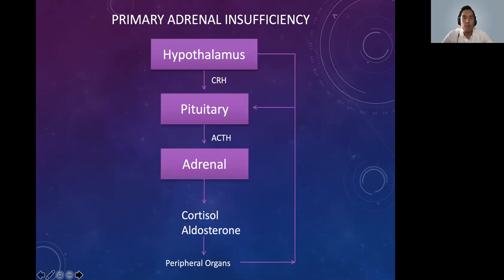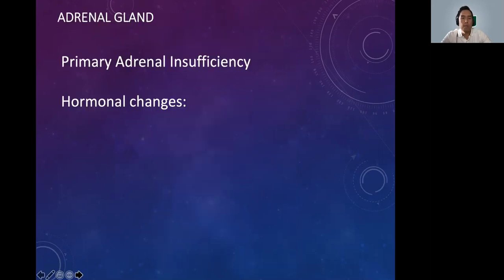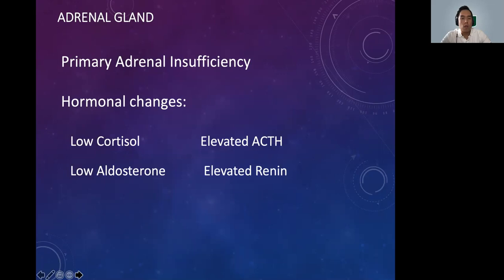So for primary adrenal insufficiency, as I mentioned earlier, the problem is at the adrenal gland. What happens is that you have a decreased production of cortisol and aldosterone, which then sends a positive feedback to the hypothalamus and pituitary, which then stimulates an elevation of ACTH level. So in primary adrenal insufficiency, you'll see a low cortisol with elevated ACTH, low aldosterone, and also very elevated renin. Remember, because renin-angiotensin-aldosterone is another system that controls aldosterone production.